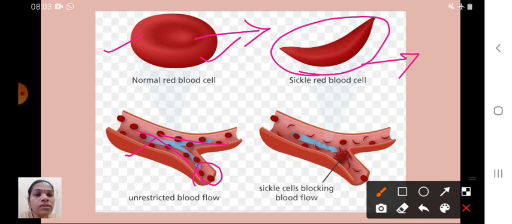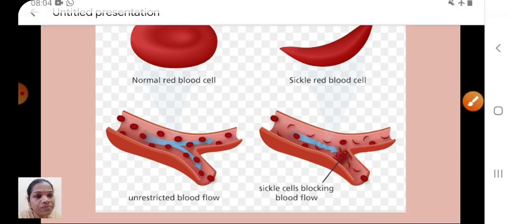But instead of this shape, if a sickle shape is there, the circulation will not happen properly. Okay, it will totally obstruct the circulation. Understood, children? See here, you have to observe here, a sickle shape red blood cell is there. Because of this shape, blood circulation will not happen properly. Shall we go to next one now?